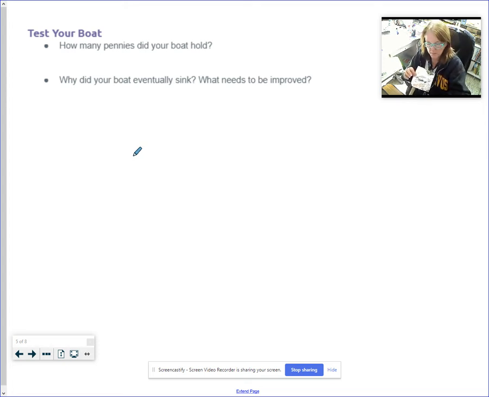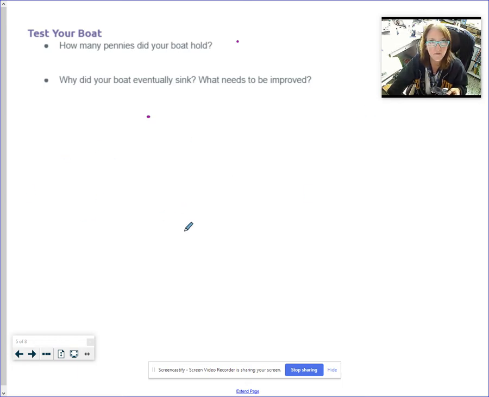So get your boat, get the pennies out of there, and put them out so the next group can come and test. Answer this question to tell me how many pennies. Why did it sink? Did it tip over? Did it just finally sink all the way down from the middle? Was it the sides that caved in? Did water come over the sides? What happened when you tested it? What needs to be improved?